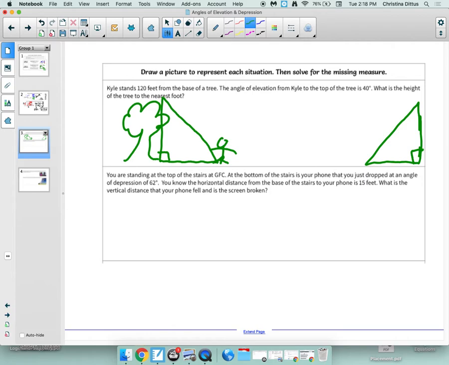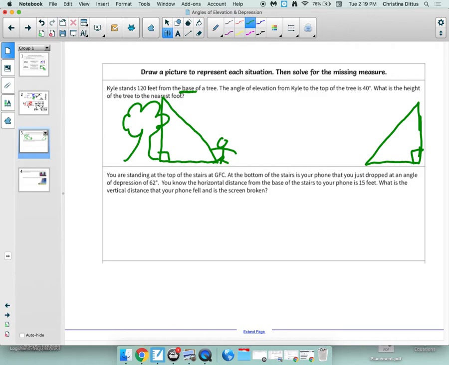So the first thing I have, it says Kyle stands 120 feet from the base of a tree. First off, that 120, is that a side measure or an angle measure? It's a side. How do I know it's a side? Because that's feet and not degrees. Keyword, base.